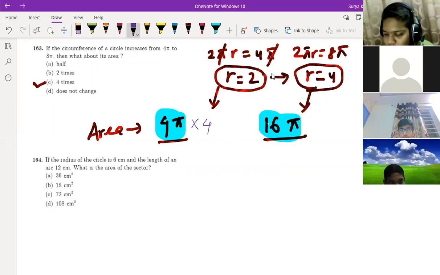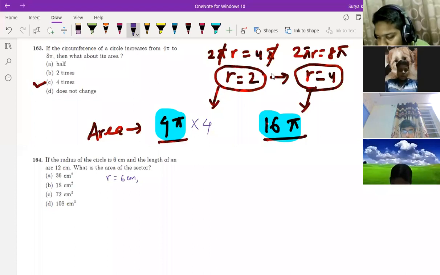Tell me. Here the radius of the circle is 6. So what is given in the question that you write? Radius is equal to 6 centimeter. What is the length of the arc? Sir, it is 12 centimeters. So the formula for the length of the arc, that is what? 36 only.